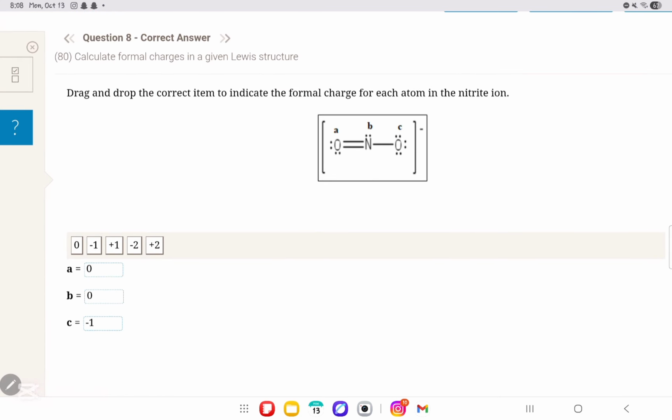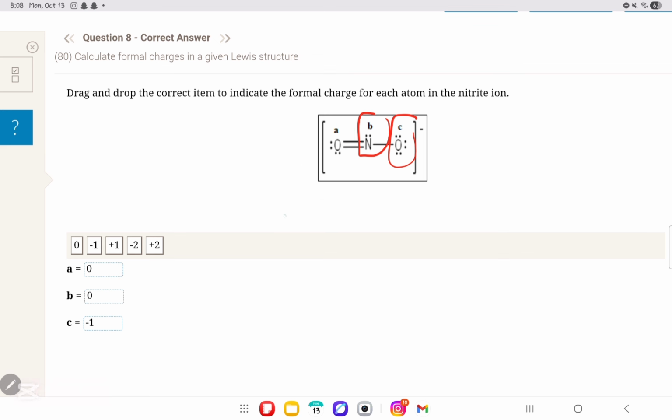Drag and drop the correct item to indicate the formal charge for each atom in the nitrite ion. So what do we need to do? We need to find the formal charge. How do we find the formal charge? You take each one, A, B, and C. We start with A. Which group is oxygen in? Oxygen is in group 6. So we subtract the number of surrounding electrons. That's 1, 2, 3, 4, 5, and 6. You consider these as 1. So 6 minus 6 is going to be 0. That means A has a formal charge of 0.